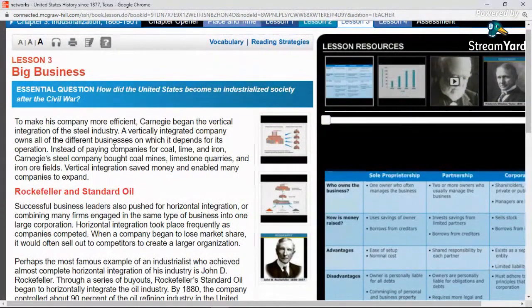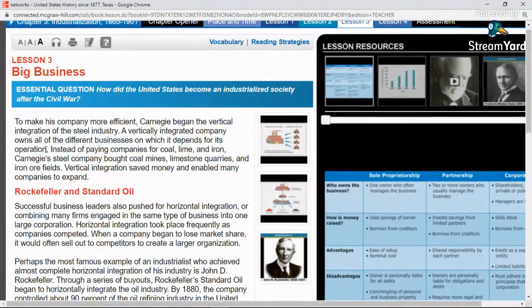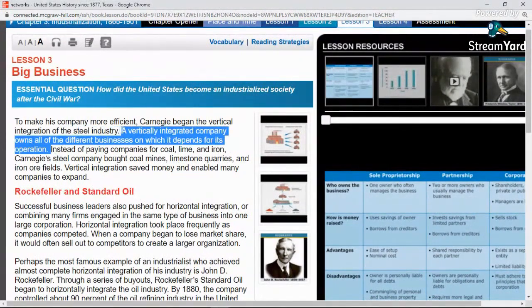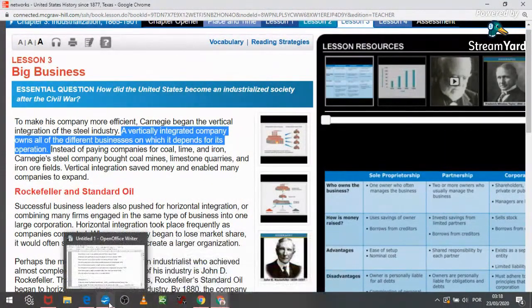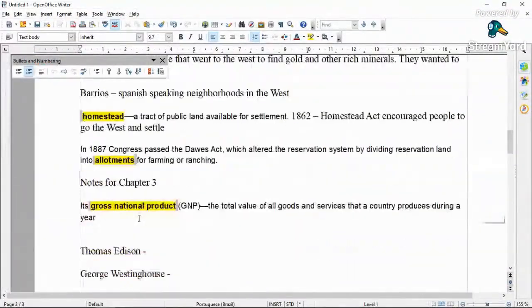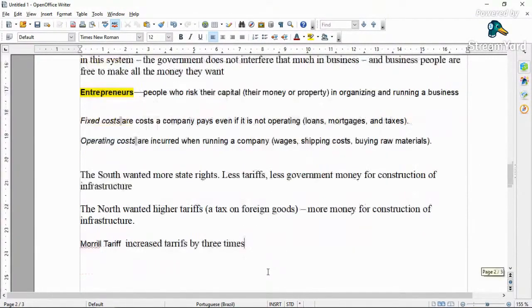To make his company more efficient, Carnegie began the vertical integration of the steel industry. Guys, you need to take a note of this. Vertical integration. My mouse is being very strange. Oh, there it is. Vertical and horizontal integration. This is important, and I'm sure it will be on your test in the future. I'm going to put this after here.